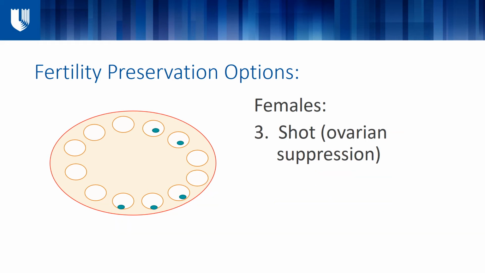If other choices are not available, some teens or adult women may benefit from a shot every month to shut down their ovaries and stop their period during cancer treatment. This is also known as ovarian suppression. In some cases, the shot can help keep the ovaries asleep during chemotherapy, possibly to protect the eggs from harm.